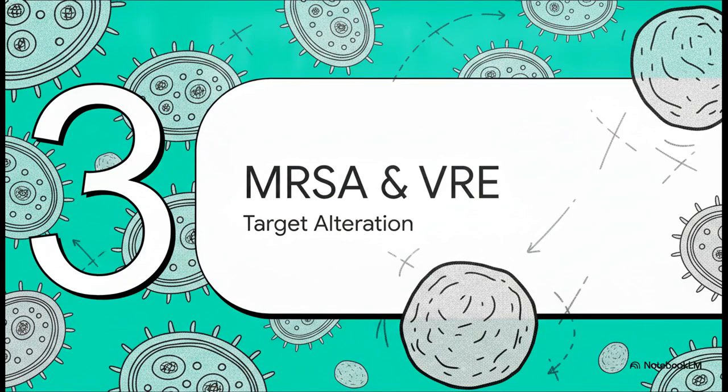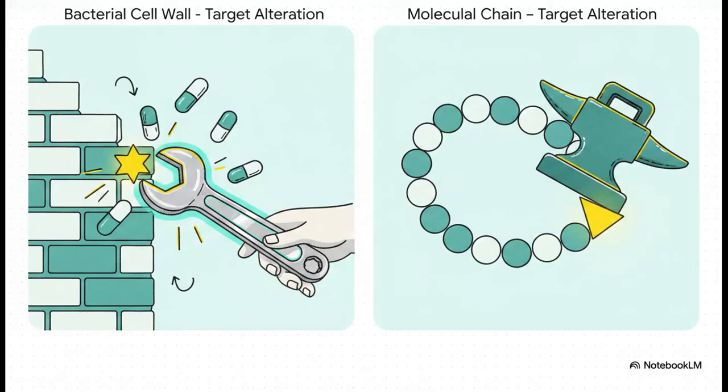Section 3, target alteration, MRSA and VRE. Now, while gram-negatives absolutely love deploying enzymes, remember that gram-positive bugs primarily rely on the first pillar we discussed, target alteration.